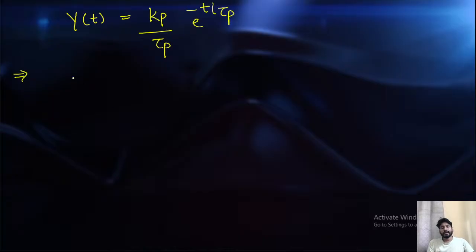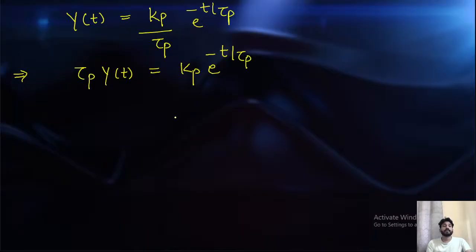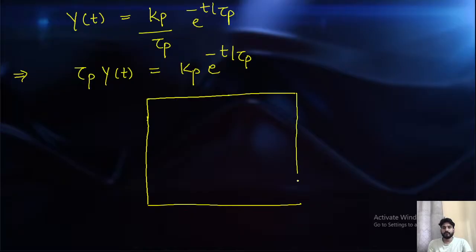So what is my response, guys? My response is y(t) equal to Kp over tau p, e raised to power minus t divided by tau p. Okay, so I can write it as tau p y(t) divided by Kp is equal to e raised to power minus t divided by tau p. If I draw the graph of it, then this is how we can draw it. On the x-axis it is t divided by tau p, and on the y-axis it is tau p y by Kp.